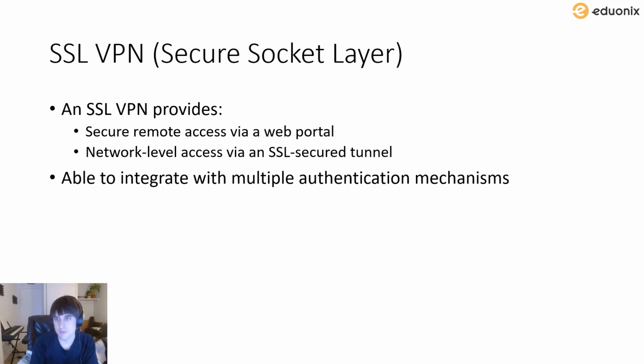And then the final thing that we have is the SSL VPN, or Secure Socket Layer VPN. This provides two main things. It provides secure remote access via a web portal. Since we're using SSL, we're thinking web traffic, so we're working through web portals. It also allows for network-level access via an SSL secure tunnel. This is one of the more traditional ways of encrypting our data through SSL. We create this tunnel, which is just a way of hiding our data under this encryption, allowing us to send data to and from locations. And this is able to integrate with multiple authentication mechanisms, so we can use lots of different types of authentication with SSL VPN.